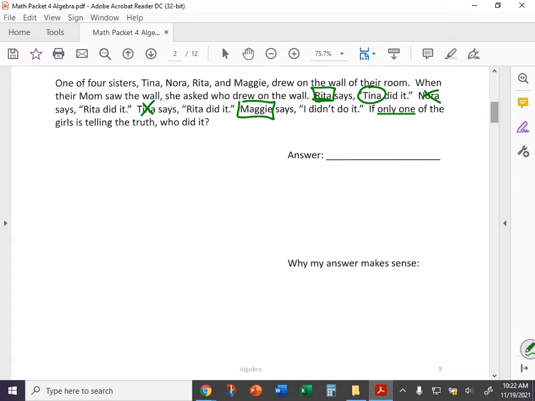And then we go to Nora and Tina and finally to Maggie and see how this checks out so that only one girl is telling the truth. That's not your answer, though. The answer is who did it. Once you find out who is telling the truth, then you can go back and use what she's saying as information to help you figure out who actually did it. Okay? So kind of a real logical question here. You can kind of get lost in the words easily here, but see what you can do with it.